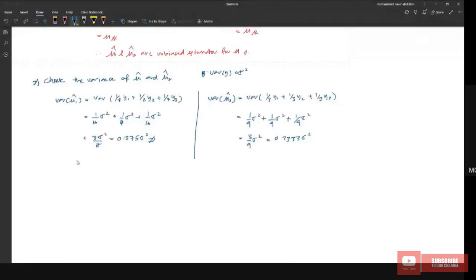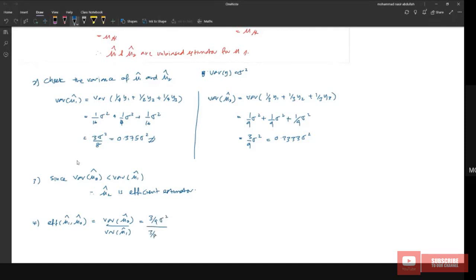variance, right? So, number 3, since the variance of mu2 hat is smaller than the variance of mu1 hat, we can say that mu2 hat is the efficient estimator, right? If you want to calculate the efficiency score, let's say number four, the efficiency of mu1 hat and mu2 hat is the variance of mu2 hat divided by the variance of mu1 hat. So this should be 3 over 9 sigma squared over 3 over 8 sigma squared. So this is going to be 0.888.